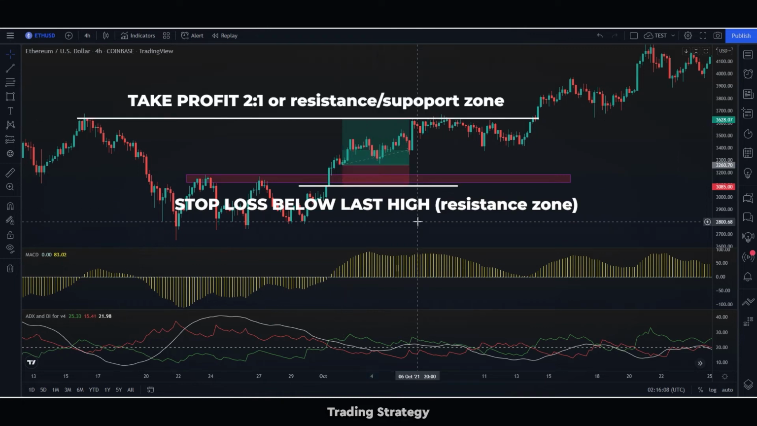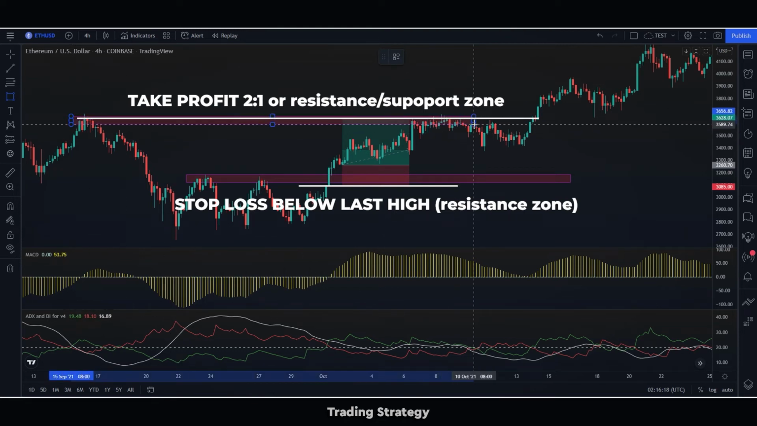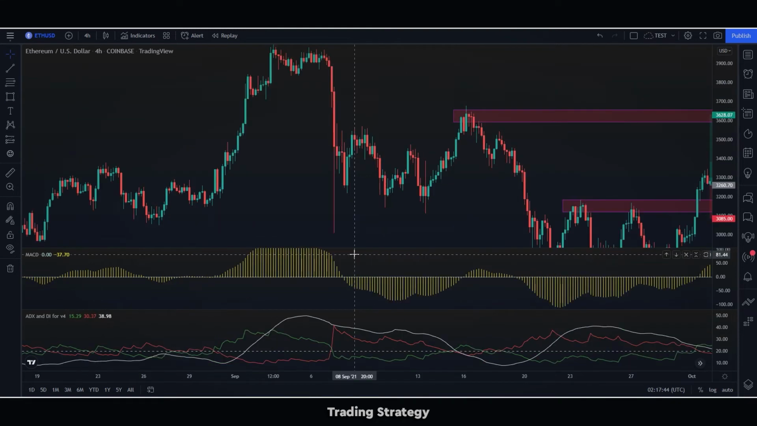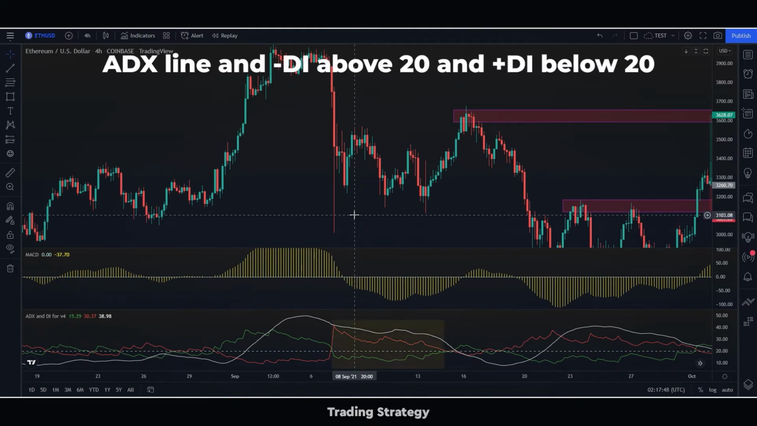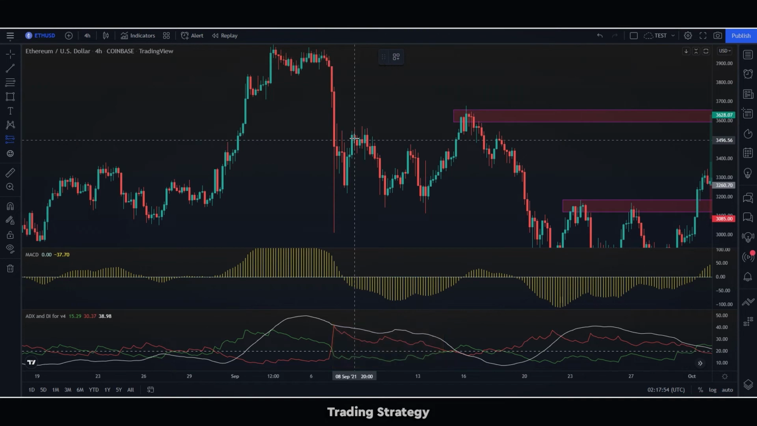It is also preferable to place the take profit in the support and resistance zones. Now, let's see an example of a sale operation. We will sell if the ADX and minus DI lines are above 20 and the plus DI line is below 20. If this is true, we will see that the MACD has one of the following forms.